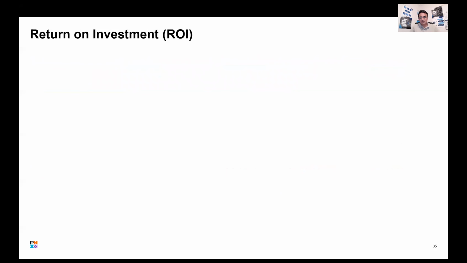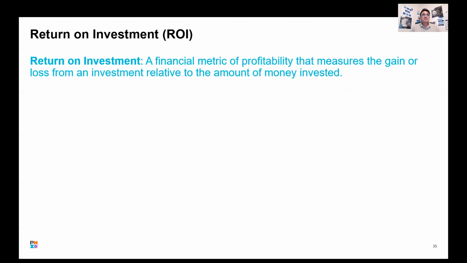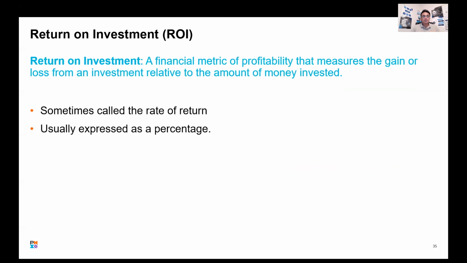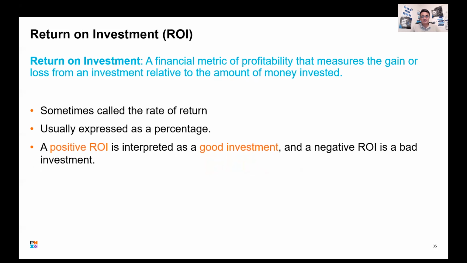Okay, return on investment, we talked about it, right? It's a financial metric of profitability that measures the gain or loss from an investment relative to the amount of money invested. Again, simple. How much am I going to get? What is the return on the investment that I'm putting in? It is also called rate of return. If you have a positive ROI, where your benefit outweighs your cost, then it is a good investment. If your cost outweighs your benefit, it's a negative investment. Okay.